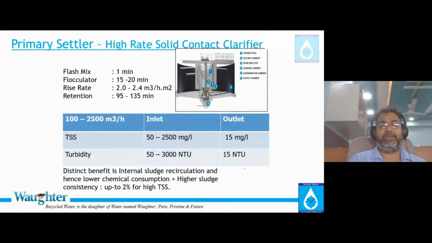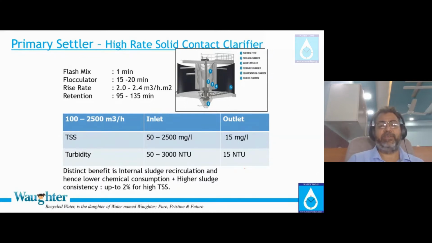If you go towards a high rate solid contact clarifier, you will immediately realize that the rise rate can be as high as 2.4. Why does it happen? Because in the high rate solid contact clarifier, the distinct benefit, which is in the bottom, is internal sludge recirculation, and hence lower chemical consumption plus higher sludge consistency. So up to 2% of suspended solids on a continuous basis you can get from this kind of clarifier.